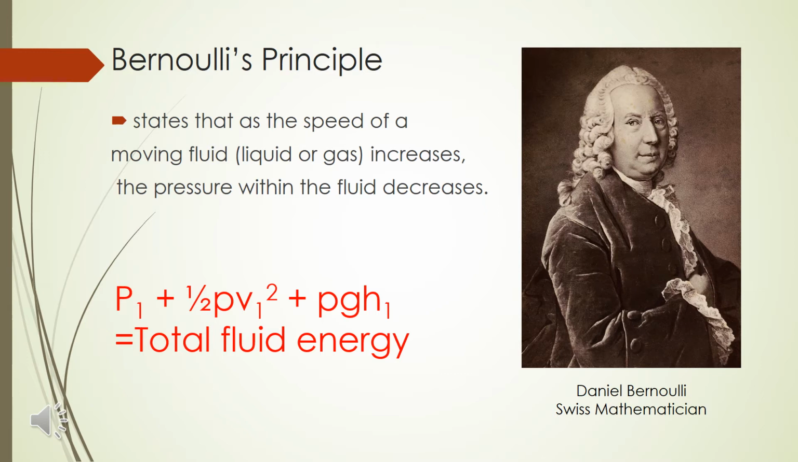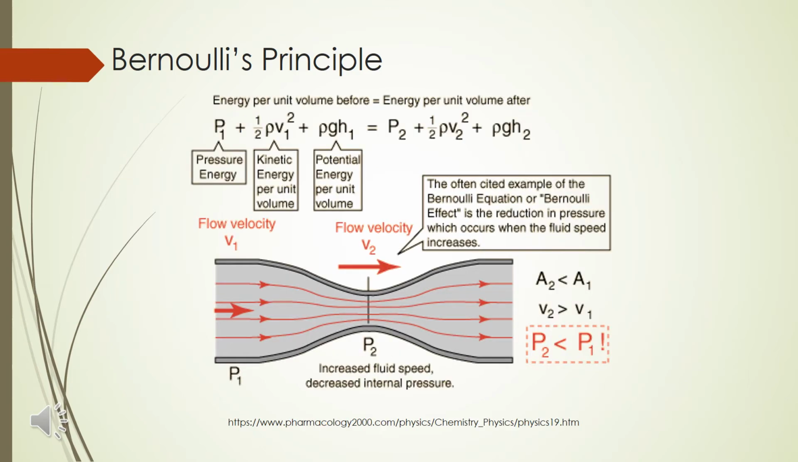So p once again represents that density. g is the gravitational force that is exerted on your fluid. And h is the height difference between your first fluid and your second fluid, so wherever your fluid's traveling to. As you see in this image above, you can equate the total fluid energies of two different locations together, and they will equal each other.